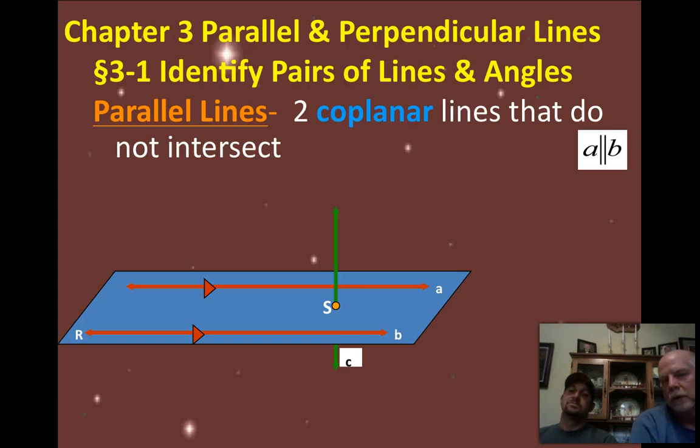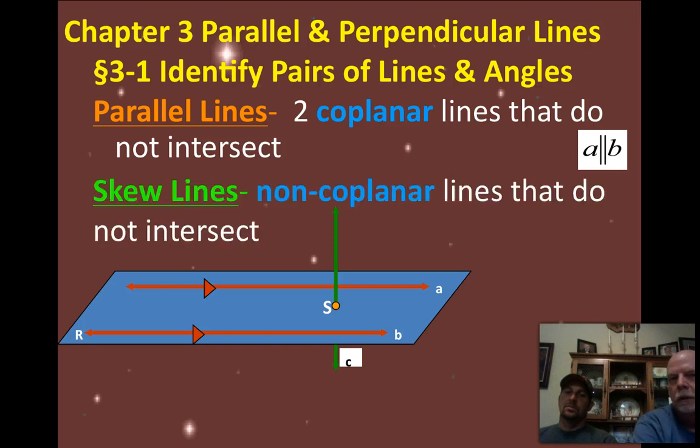A and B, we already talked about this, but A and B are the parallel lines in that particular diagram. And so we have this definition. The green line, compared to the other two, are skew lines. They're never going to intersect either. The green line and the two orange lines will never intersect, but they're not parallel either. That's because they're not coplanar. They do not lie on the same plane, and they don't intersect.